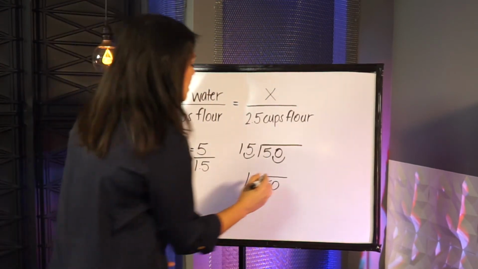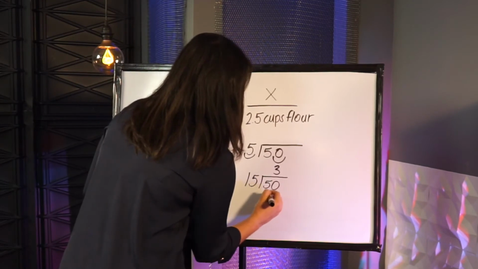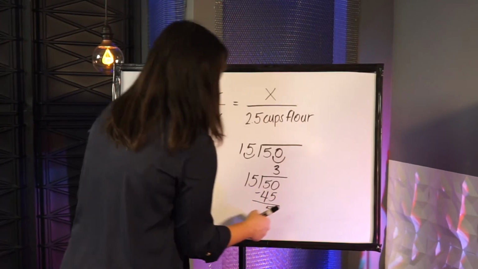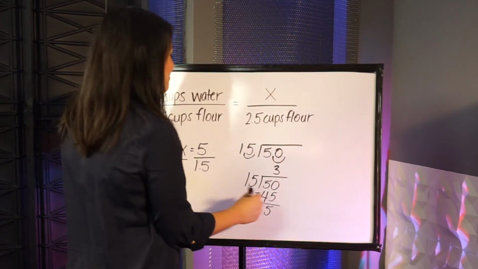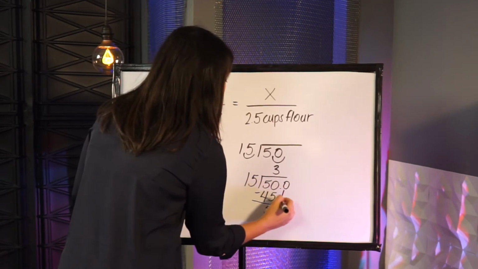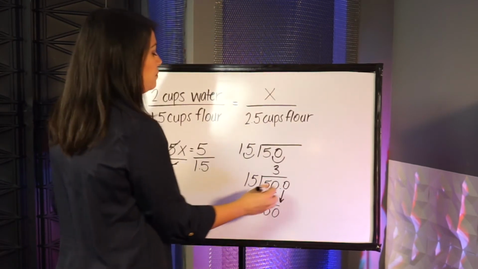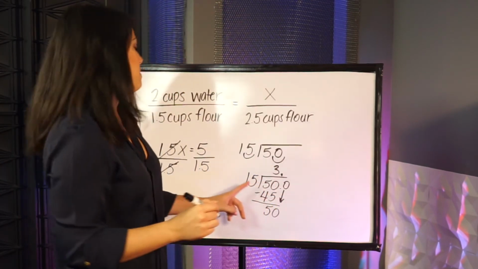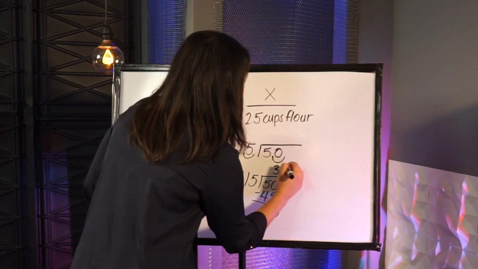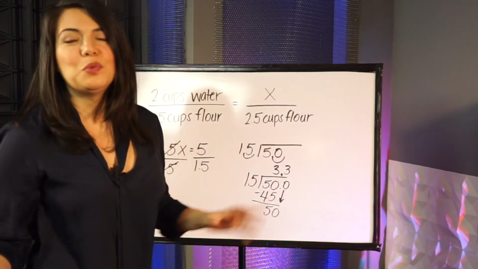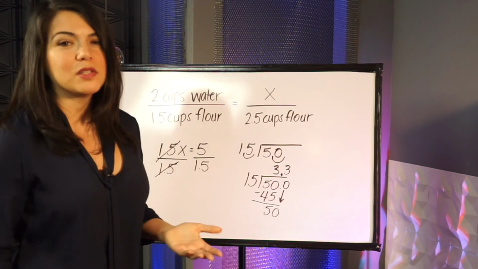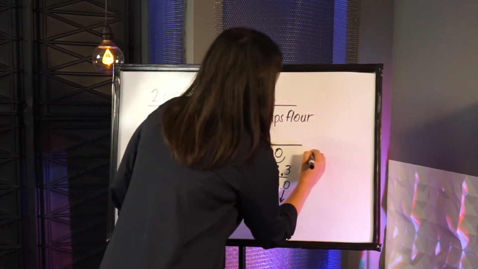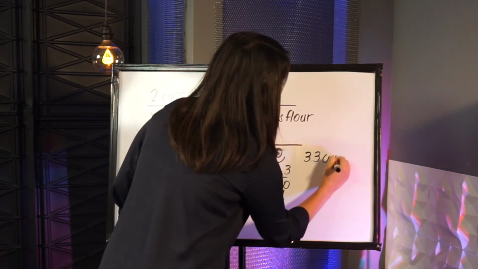15 goes into 50 3 times. 15 times 3 is 45. 50 minus 45 is 5. Now we can annex a 0 and bring it down. Remember, we would add the decimal up here as well because we added a decimal in the bottom. 15 goes into 50 again 3 times. You'll notice that this is a repeating one, so we're not going to keep going and making this more complicated. We're going to leave it here. So we know that she's going to need approximately 3.3 cups of water.